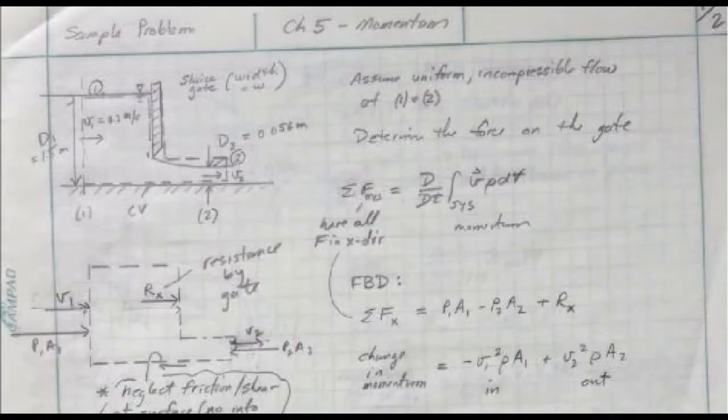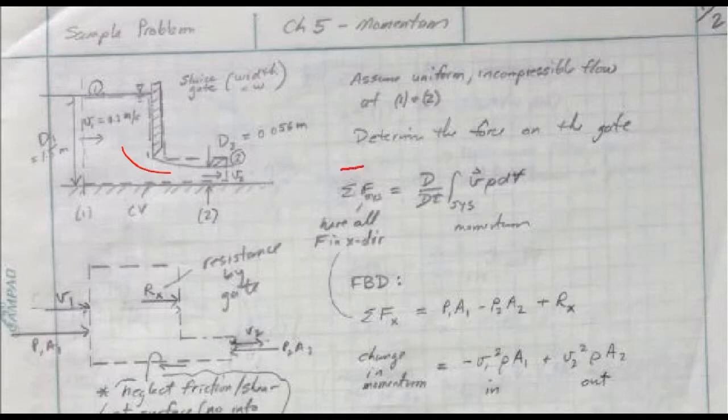Let's look at a linear momentum problem now, which is a little more complicated than the conservation of mass or continuity problems we've been doing. So let's look at a sluice gate where we have this water stopping behind a wall here and flowing out underneath the gate like so.